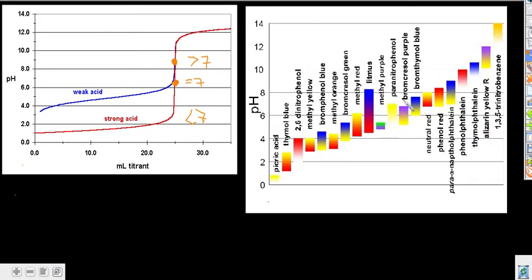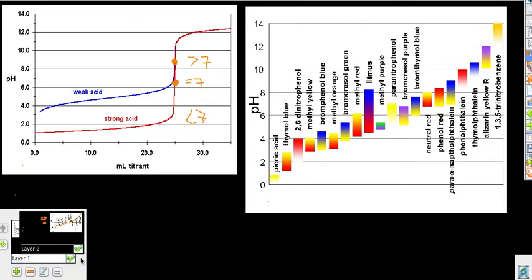So it makes it kind of nice for having a real visual gauge for determining when your pH is going to change color. And so what you would do is you would maybe do some calculations, figure out where your equivalence point is supposed to be, and then put a pH indicator in there that lines up exactly with your equivalence point.